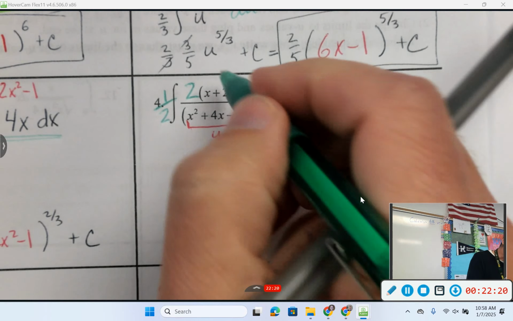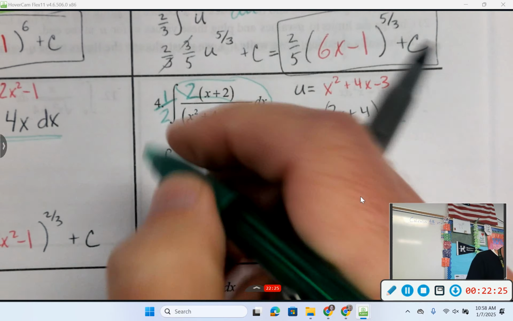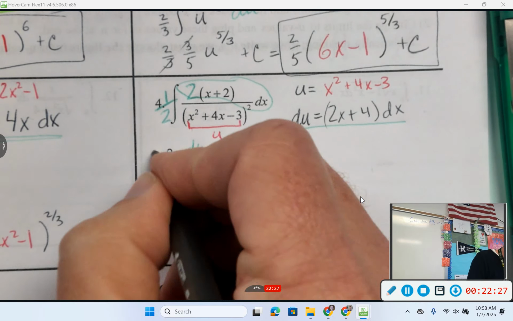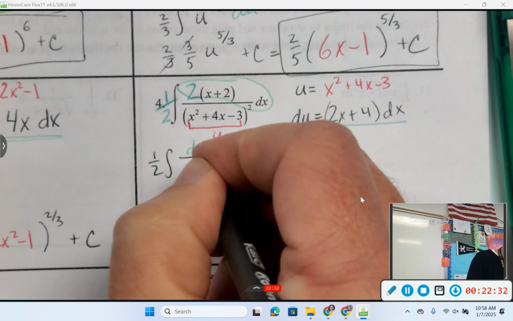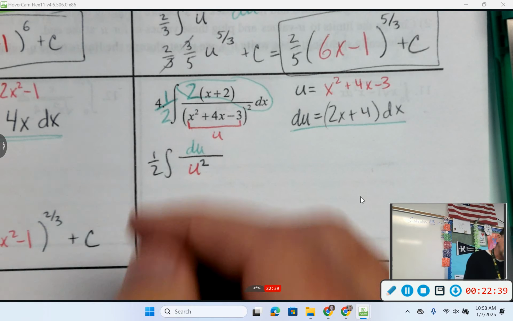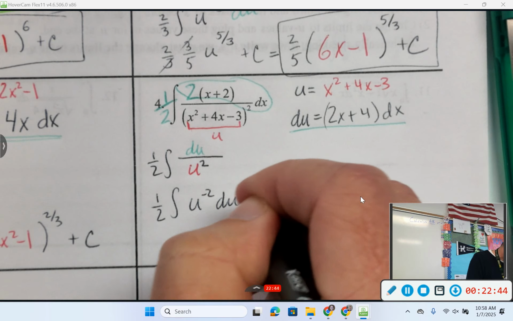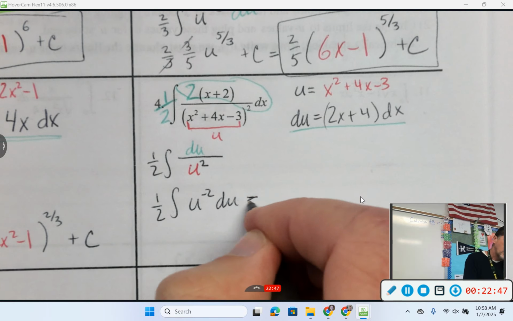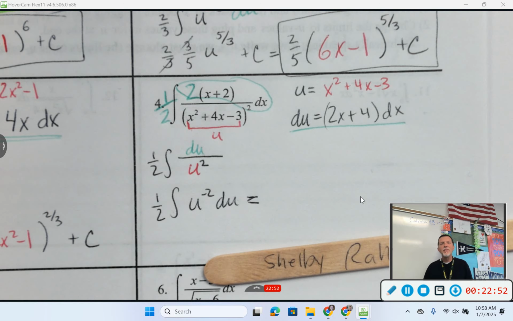Okay, so I forced the du match. So that's du. Still got a 1/2 out front. And in the bottom, I've got u squared. Again, I don't like antiderivatives of denominators. I'd rather write that as u to the negative 2. And then have Shelby tell me what the antiderivative of u to the negative 2 is.